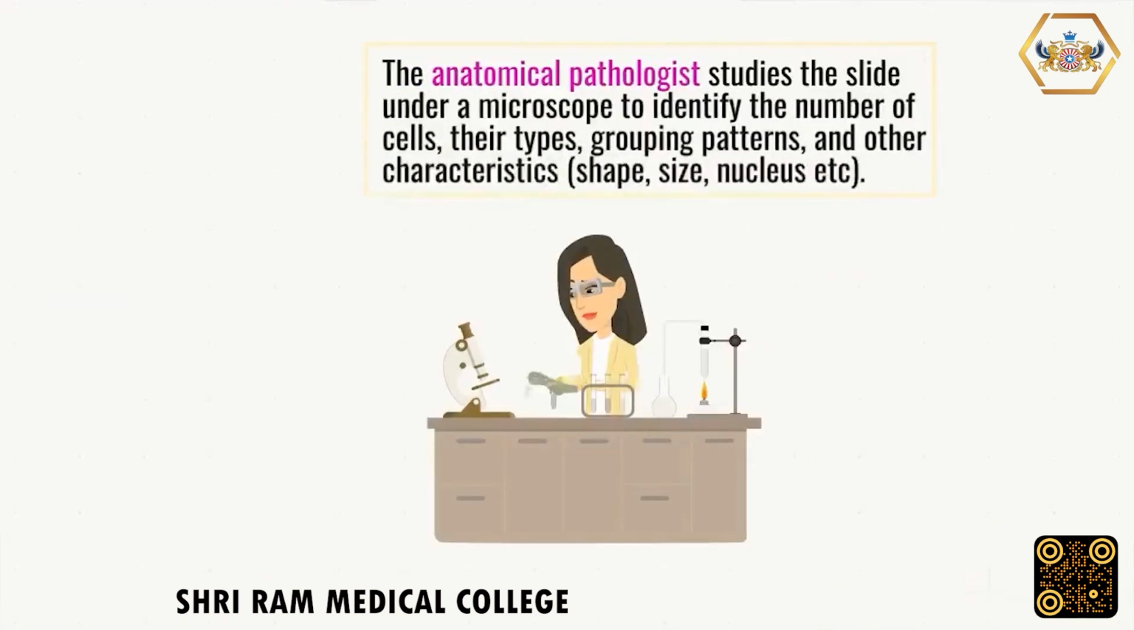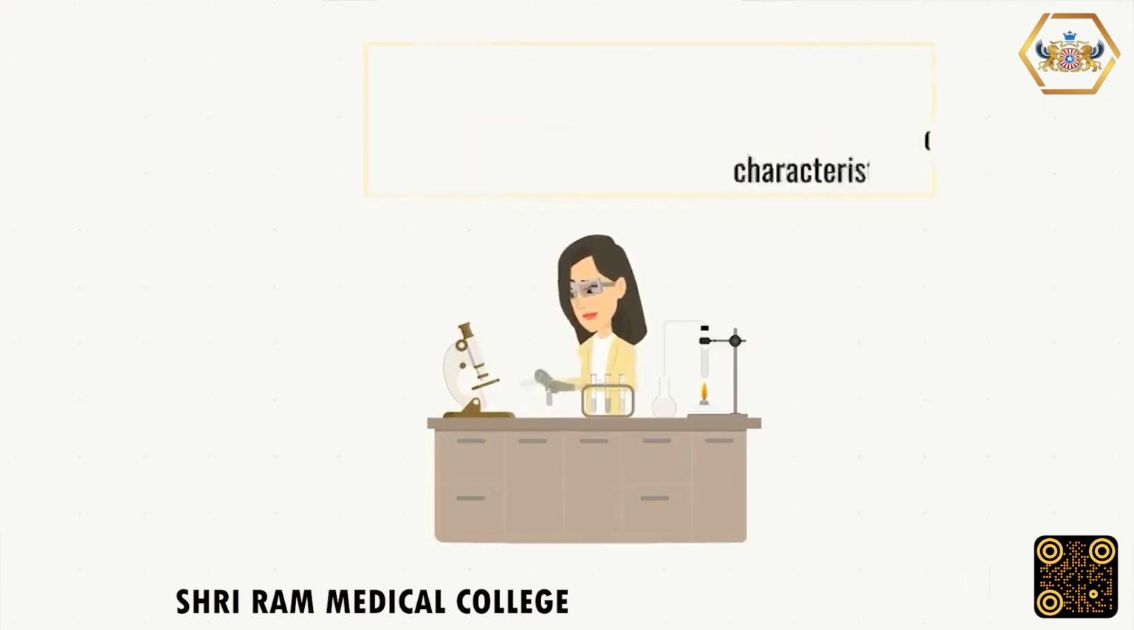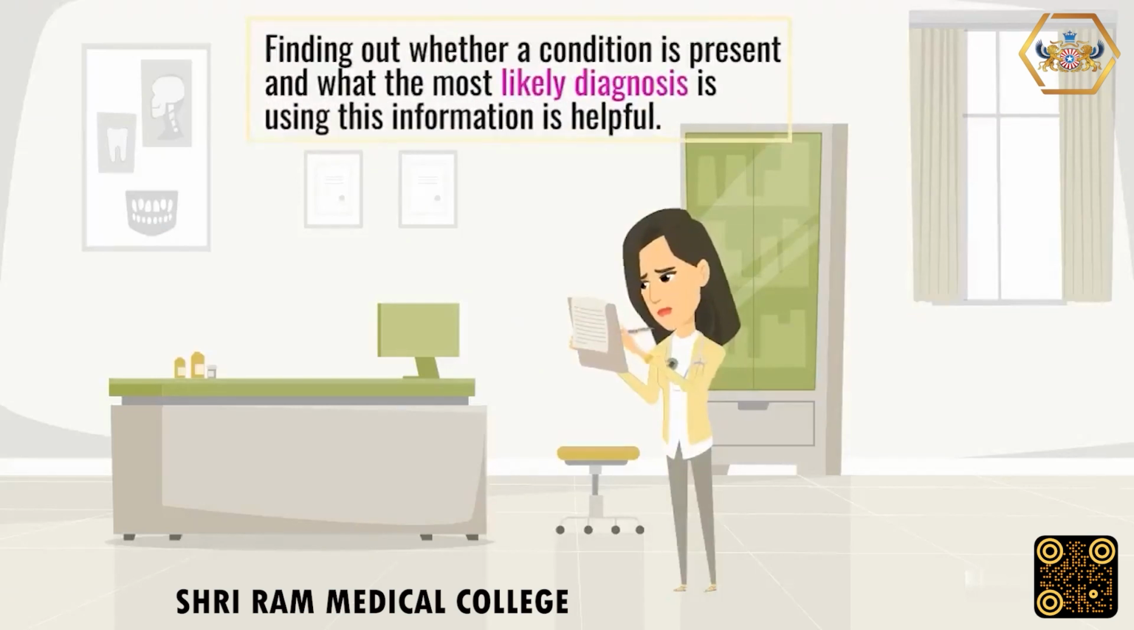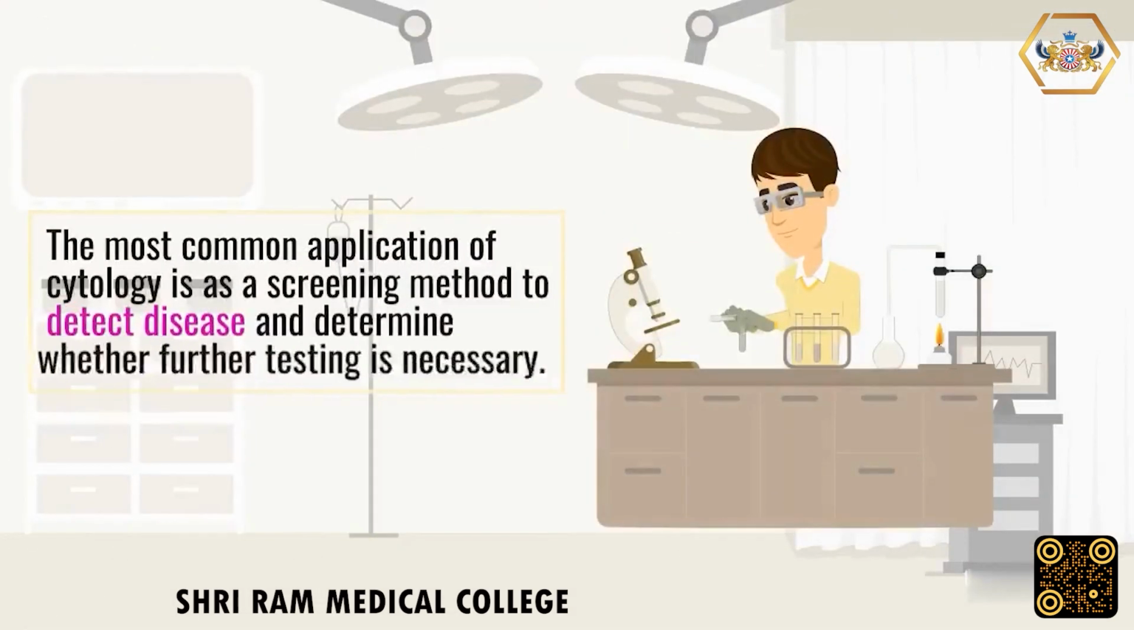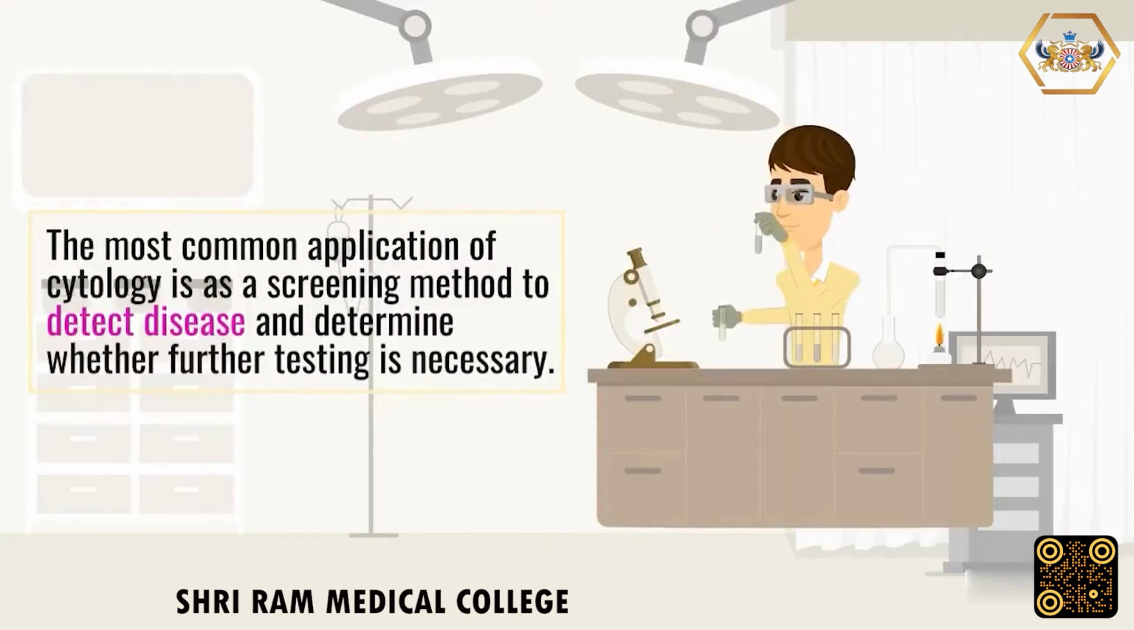The anatomical pathologist studies the slide under a microscope to identify the number of cells, their types, grouping patterns, and other characteristics: shape, size, nucleus, etc. Using this information to find out whether a condition is present and what the most likely diagnosis is, is helpful. The most common application of cytology is as a screening method to detect disease and determine whether further testing is necessary.